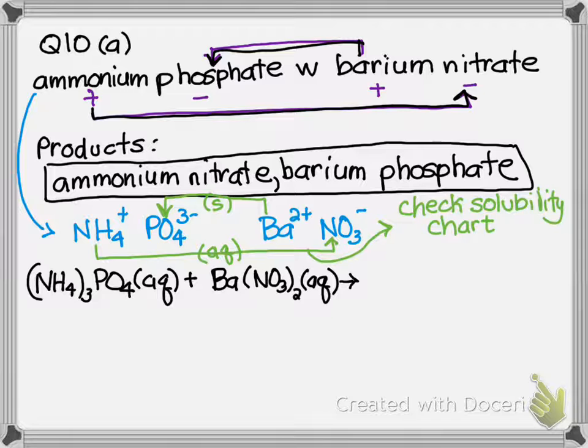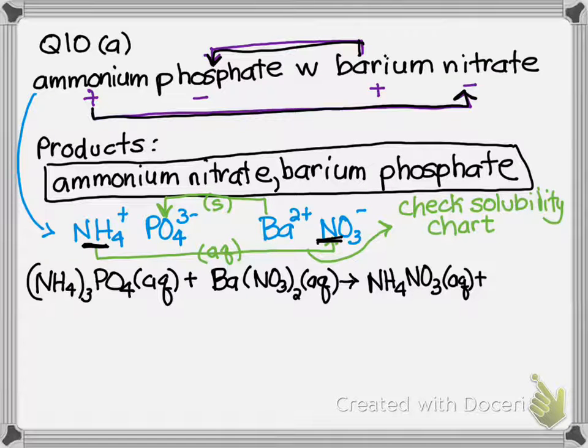So once I've determined a reaction is going to happen, and I know that because a solid is forming, I'm going to write these products together. So ammonium and nitrate both have a plus charge. So it'd be NH4NO3, a 1 charge, not a plus. And I already saw on the solubility chart their AQ.